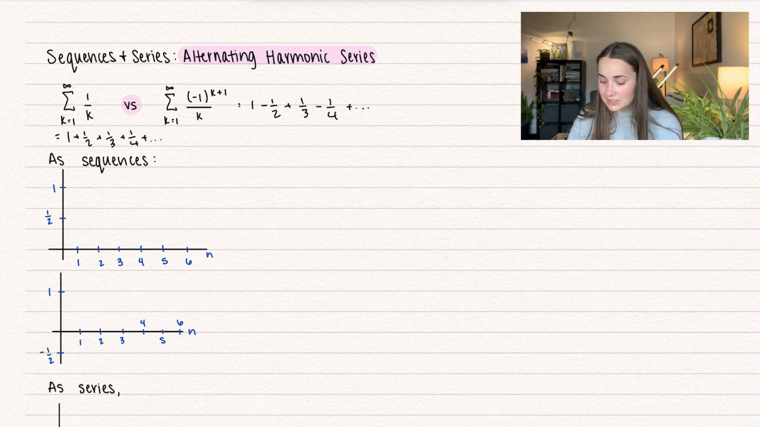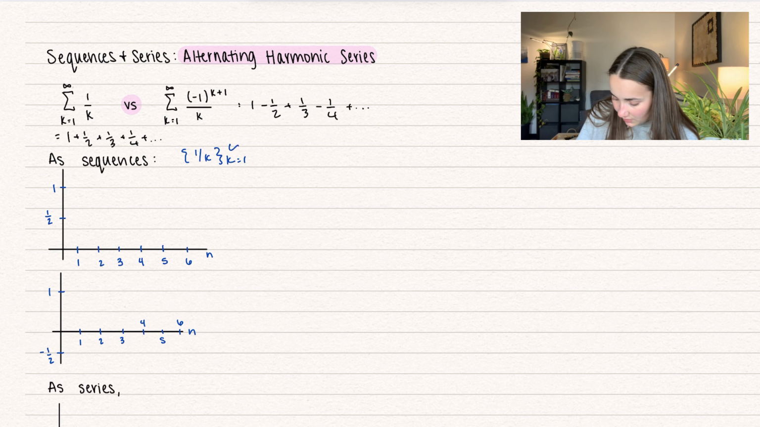So as a sequence, let's go ahead and think about 1 over k first, right? This is going to be k equals 1 to infinity. So if I were to plug in 1, I would just go up to the value of 1, right? This is going to be my k value, or n value if you have 1 over n, right? When we plug in k is equal to 2, we get 1 half, then we get 1 third, right? 1 fourth, 1 fifth, and 1 sixth.